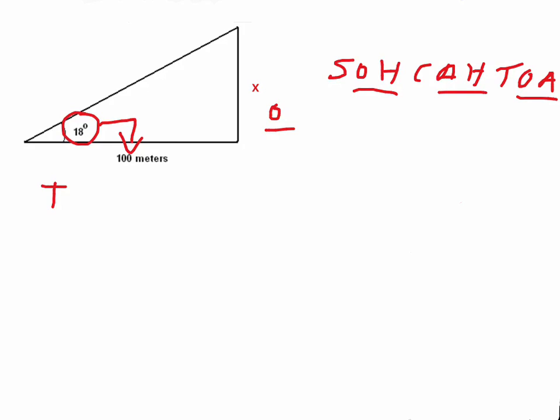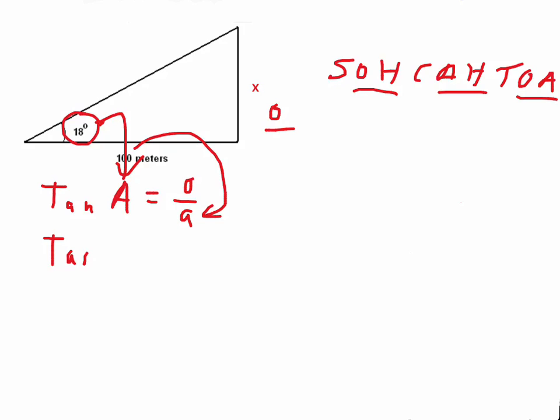So tan of the angle equals the opposite over the adjacent. Now we can substitute the values in, and we know that the angle is 18 degrees and the adjacent side is 100. So we'll substitute those values in here.